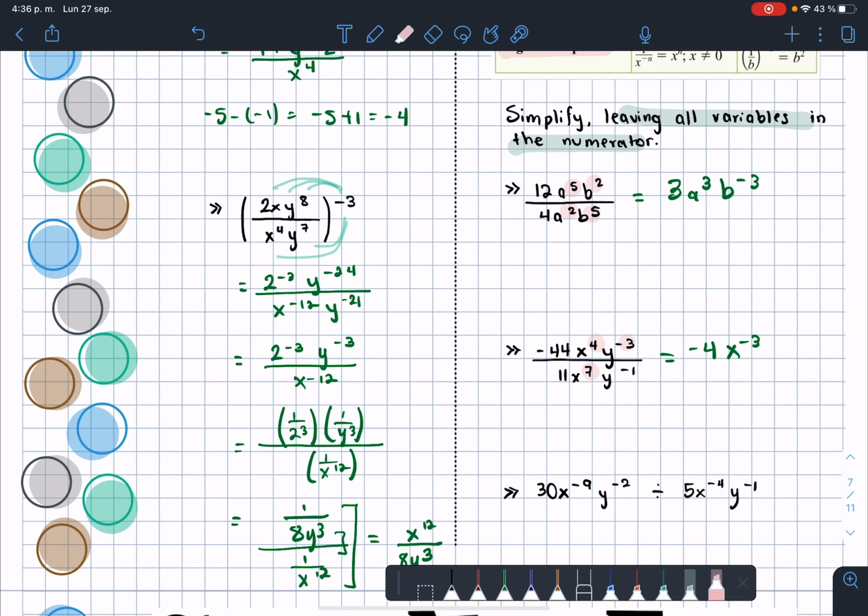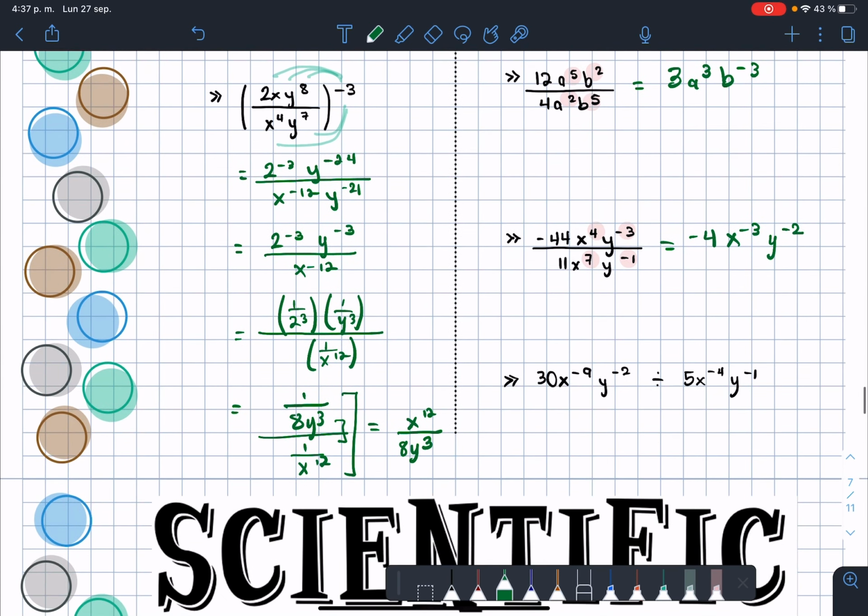And x to the negative 3 divided by x to the negative 1, y to the negative 3 divided by y to the negative 1, is y to the negative 2, because negative 3 minus negative 1 is negative 2. And the last one is a division also, and we get 6x to the negative 5, y to the negative 1.